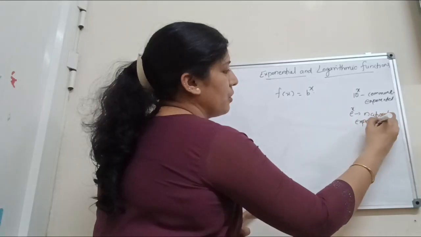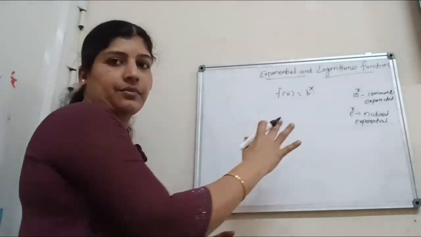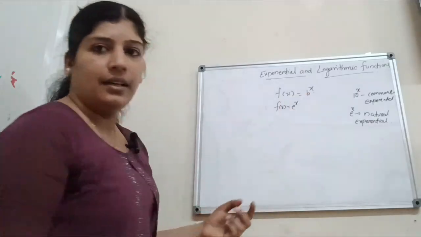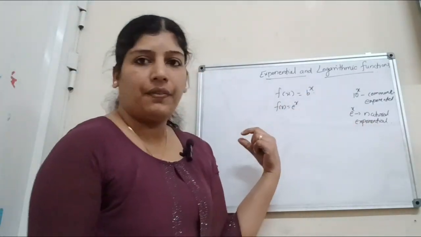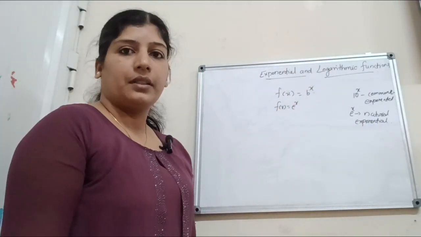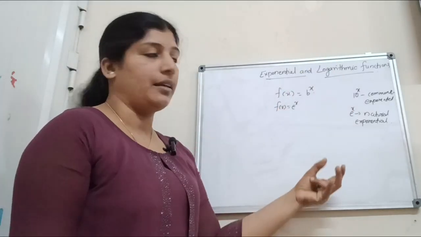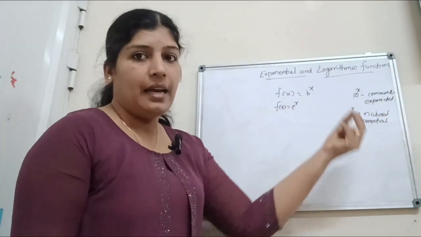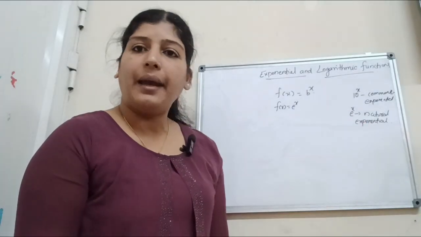That is, the function is of the form b raised to x. Let us consider the function f of x equal to e raised to x. It is a natural exponential function. Then 10 raised to x, then 10 raised to 2x, like that. It is called a common exponential function because the base is 10. And e raised to x is called a natural exponential function.